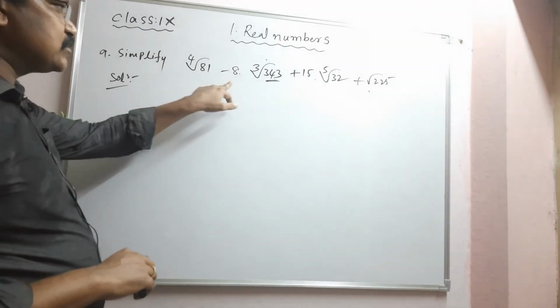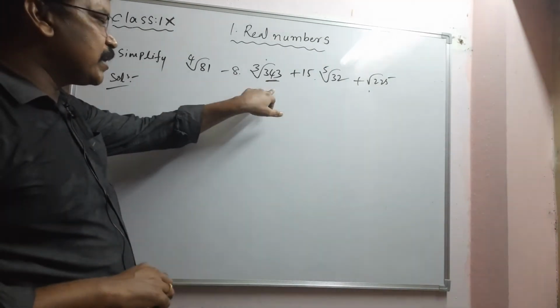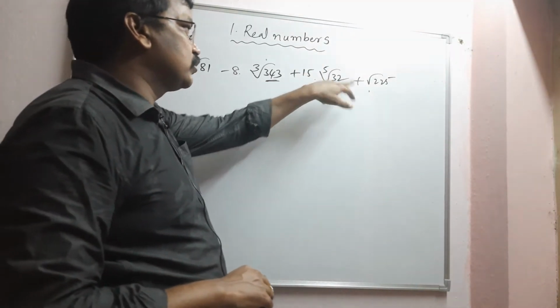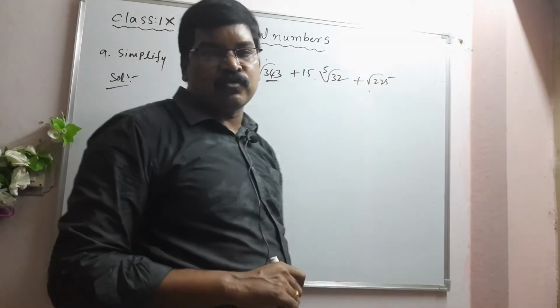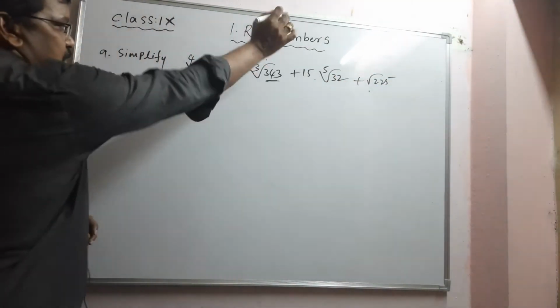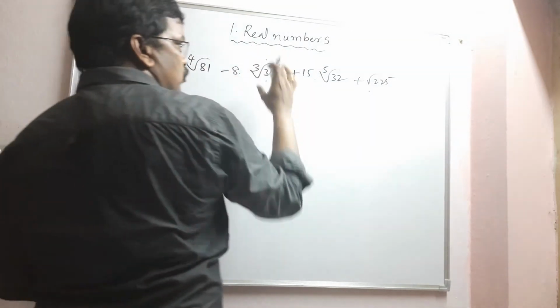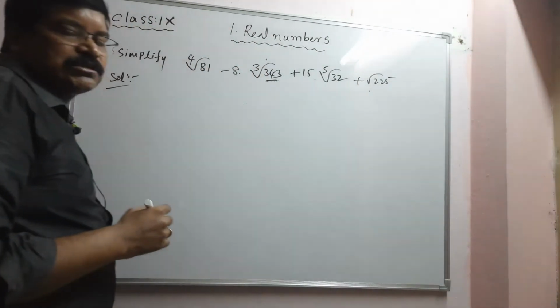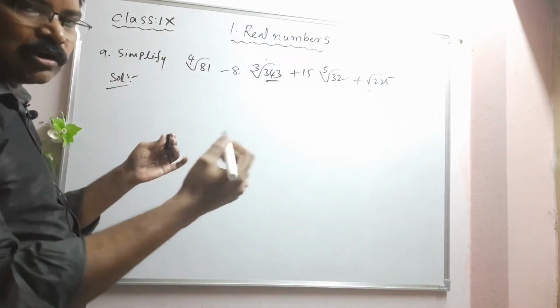Sum 9: simplify 4th root 81 minus 8 times cube root 343 plus 15 times 5th root 32 plus root 225. Here actually 4th root 81, cube root 343, 5th root 32, these all are surds of different orders.